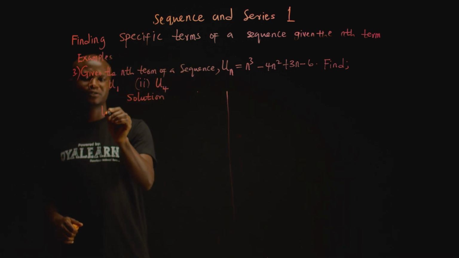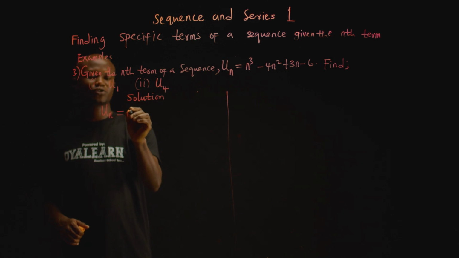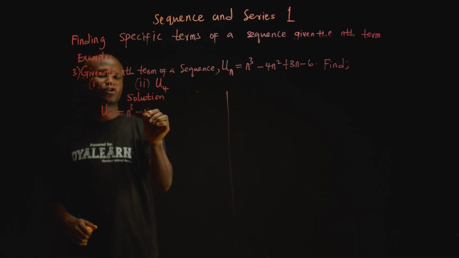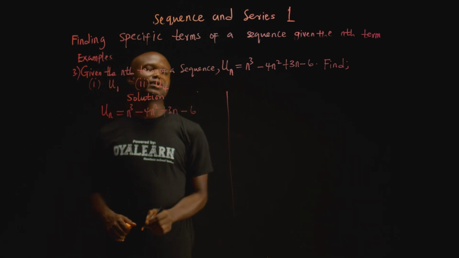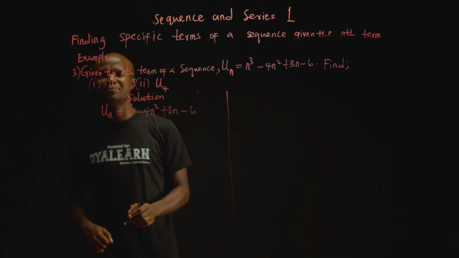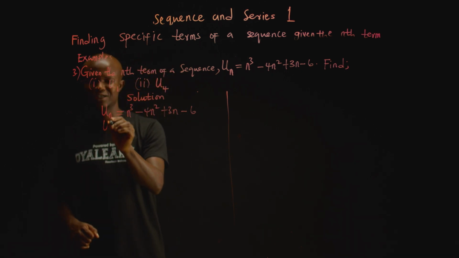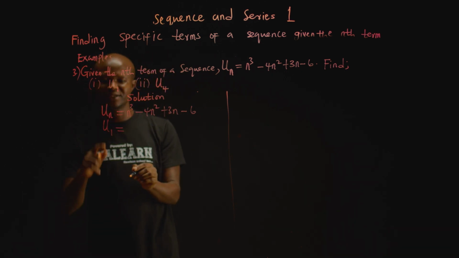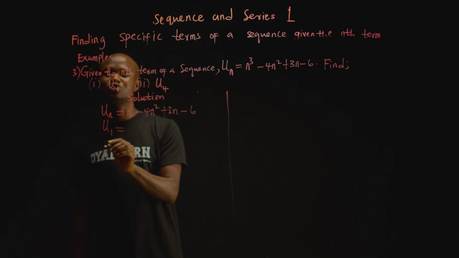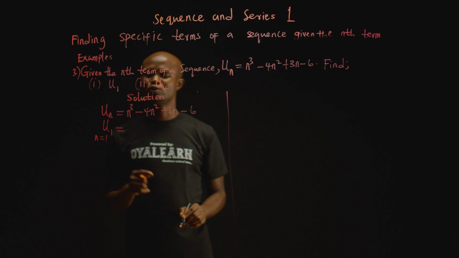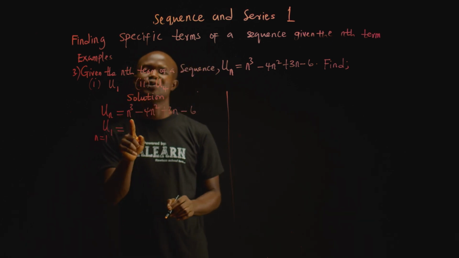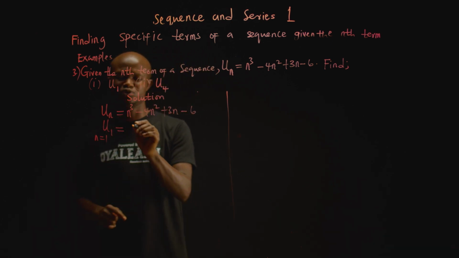u1. un equals n cubed minus 4n squared plus 3n minus 6. Now I want to find u1. u1 simply means the first term, u1. To find u1, meaning that n equals what? n equals 1. So if n equals 1, anywhere we see n in this expression, we put 1.